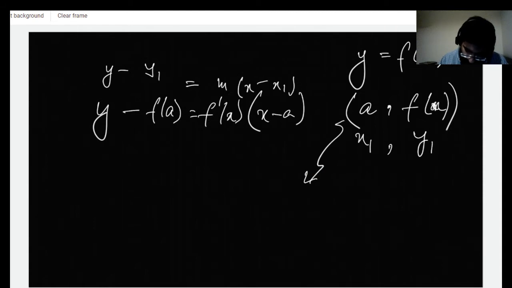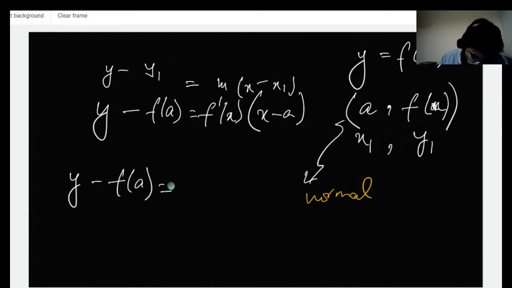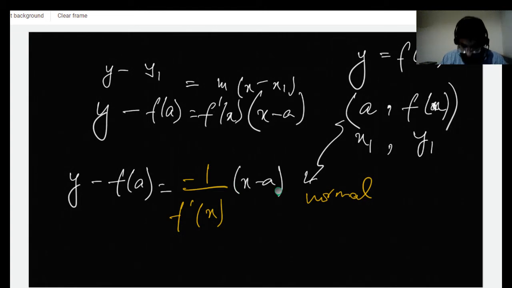This point also lies on the normal, so the only thing that would change for the normal is the gradient. The equation for the normal will be y minus f of a is equal to minus 1 over f dash x times x minus x1, which will be x minus a. f dash x is the gradient of the initial tangent.